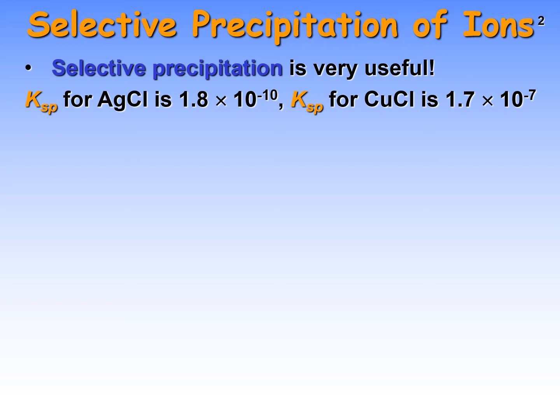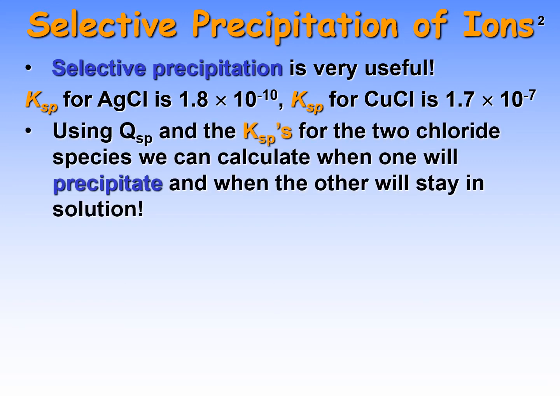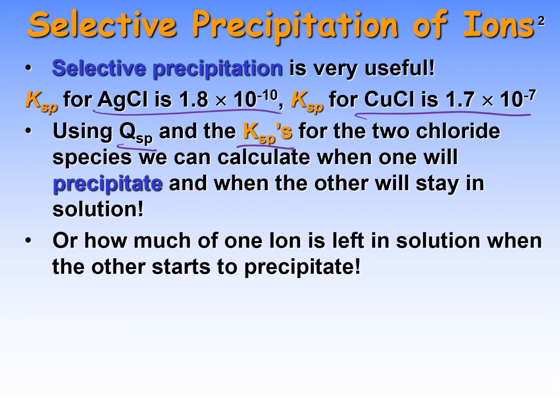Selective precipitation, right? It's very useful. The way it works is by using QSP and KSP. So for instance, in this example, we have these two chloride species. We can calculate when one will precipitate while the other one stays in solution. We could calculate how much of one ion is left in solution once the other one starts to precipitate. So there's a lot of useful values here that we can calculate. So let's do a problem.